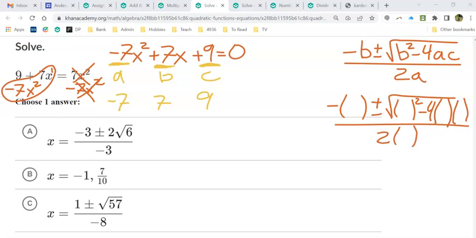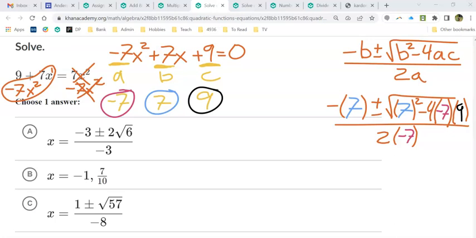Now we're going to go through and fill in our a, b, and c. So our a value is negative 7. We have an a here and an a down below. Our b value is positive 7. Our b is here, and our b is there. And finally, there's only one c that we need to input. I'll do that in black. 9, and that goes there.